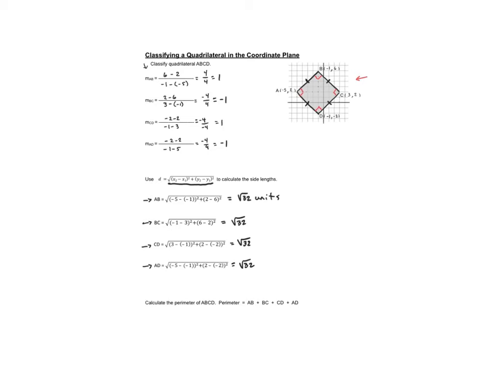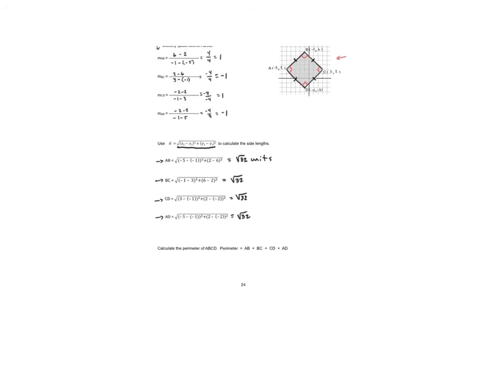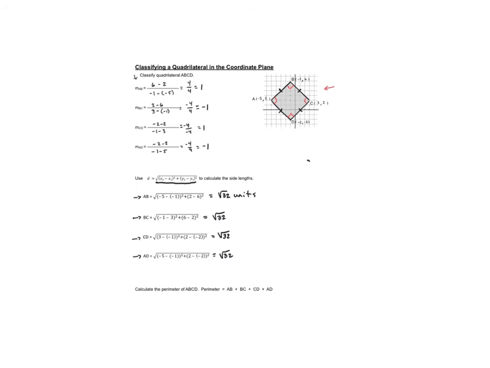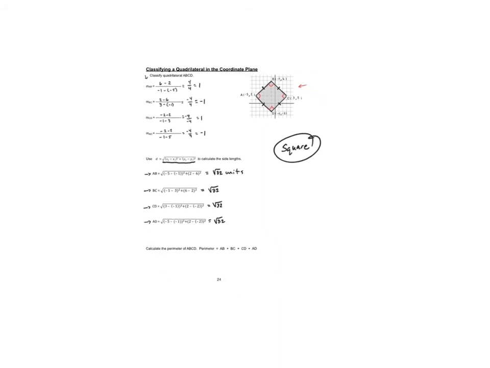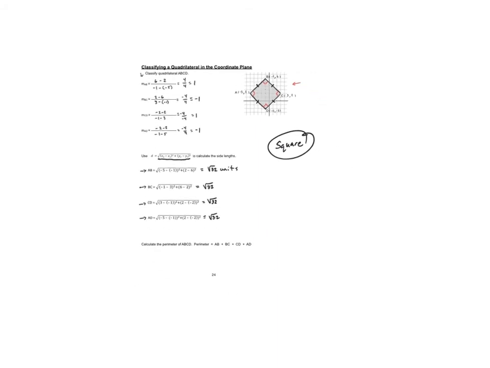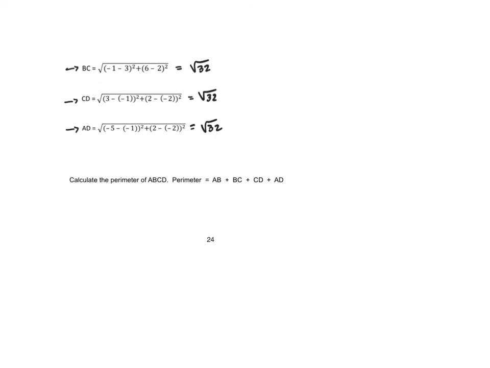So it looks like all of our sides are going to be congruent. So what we have determined here is going to be a square. So if all the sides are congruent, there you go, we have a square. Now, if we continue on and we talk about the perimeter of that square, we would go ahead and calculate the perimeter.